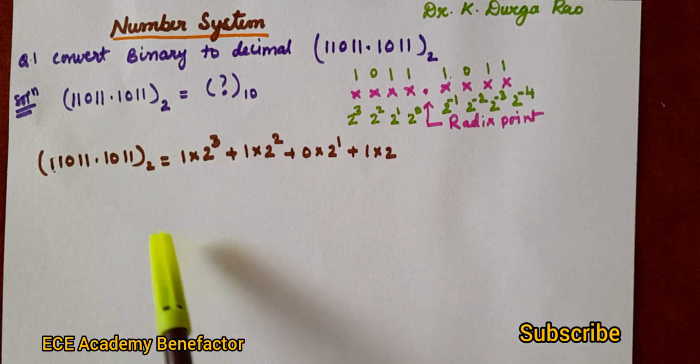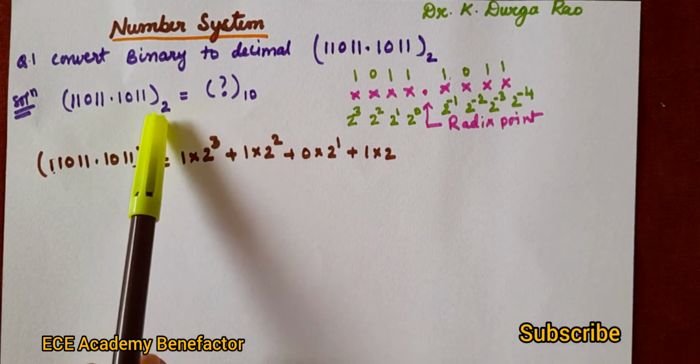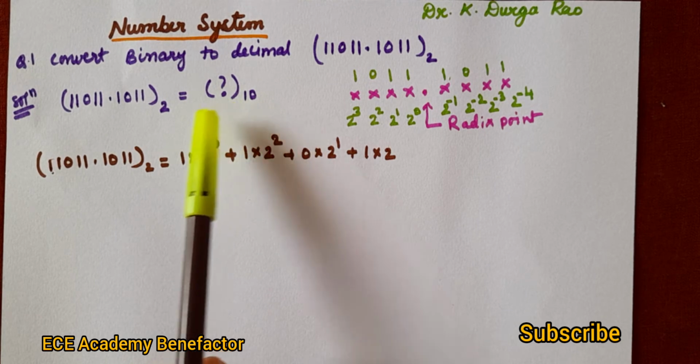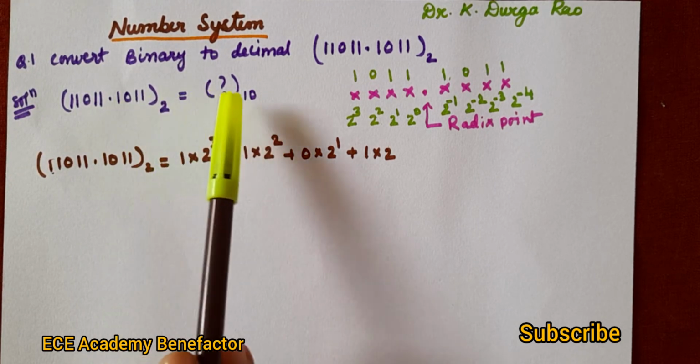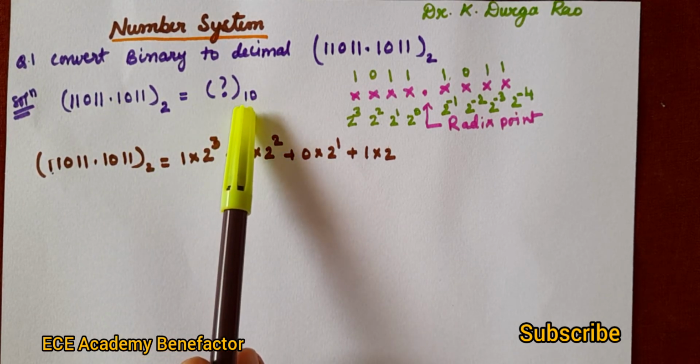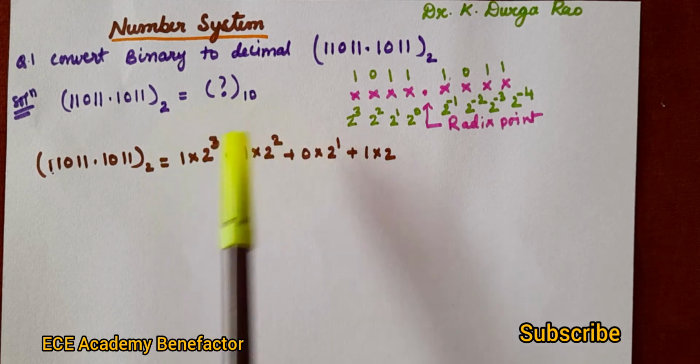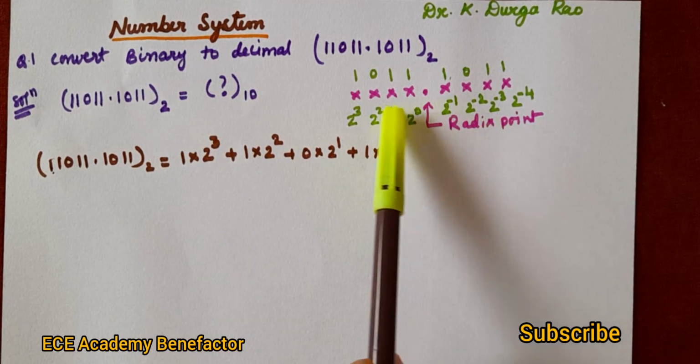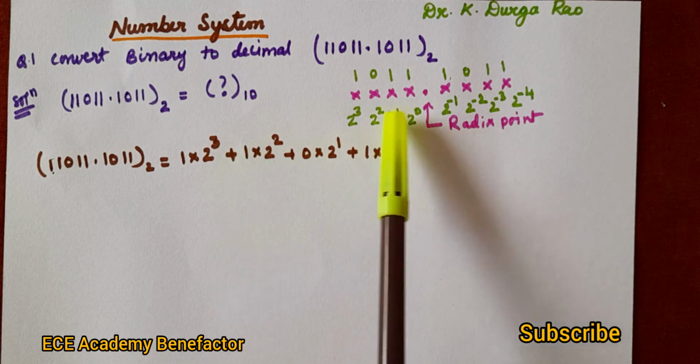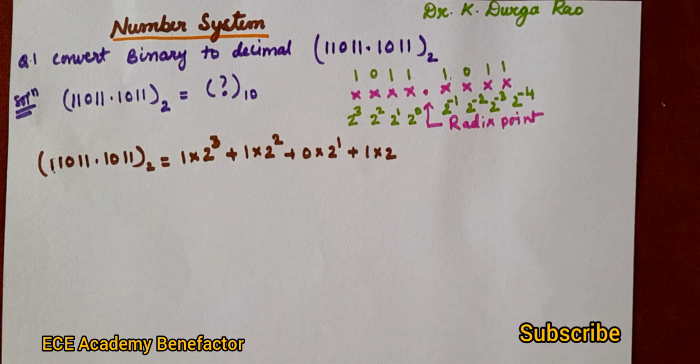So, you have to convert this number to decimal number. The base is 2, so it is binary. You have to convert it into decimal. Base is 10. So, how to convert? There is a very simple way to convert, that is, you have to multiply.